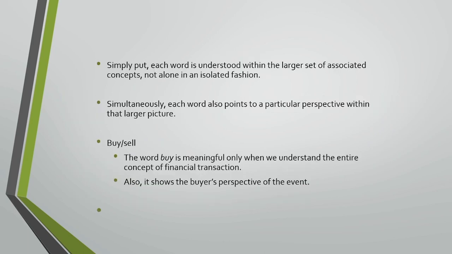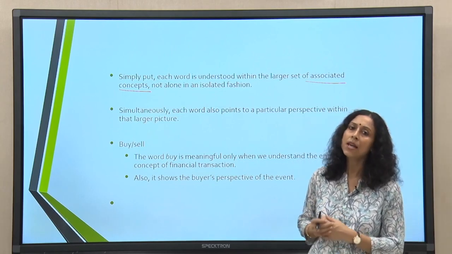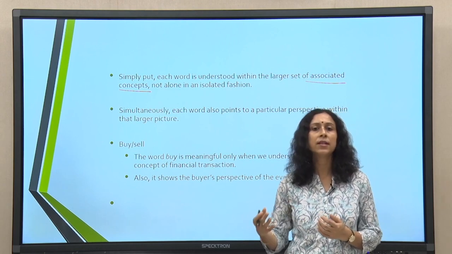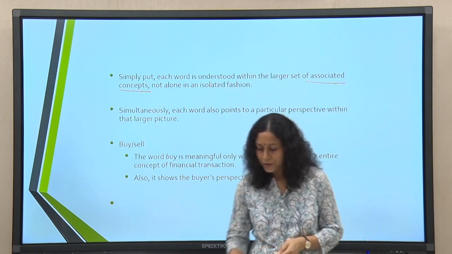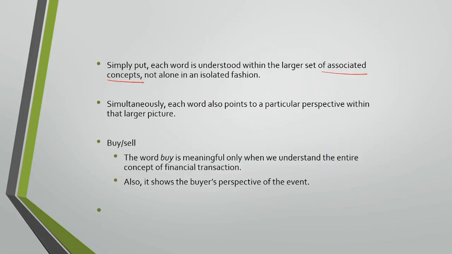If we put it simply, each word is understood within the larger set of associated concepts. This is important, associated concepts, because in a frame, as we will see, there are lots of concepts that are interconnected. Depending on which word you are using at a given point of time, you are activating a lot of associated concepts. Similarly, in the next sentence, if you are using another word from the same concept, a slightly different arrangement of those concepts will be utilized at that moment. So, associated concepts make what is called the frame. Simultaneously, each word also points to a particular perspective, as I just said. If we are using one word, it highlights one perspective within the frame.